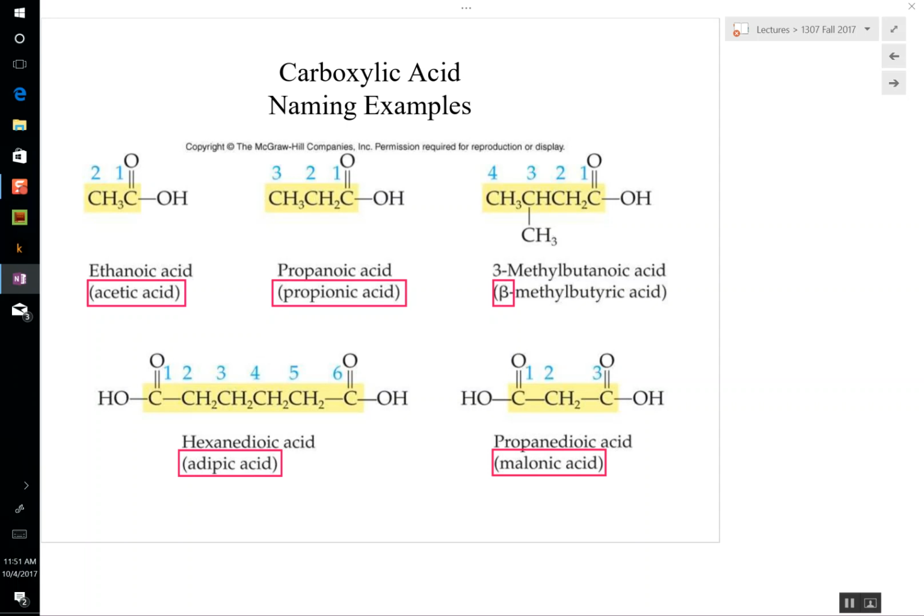All right, here's adipic, or hexane dioic acid. You see here they left the E because we're putting dioic. Rather than having an N and a D next to each other, they've left the E: hexane dioic acid, or adipic.